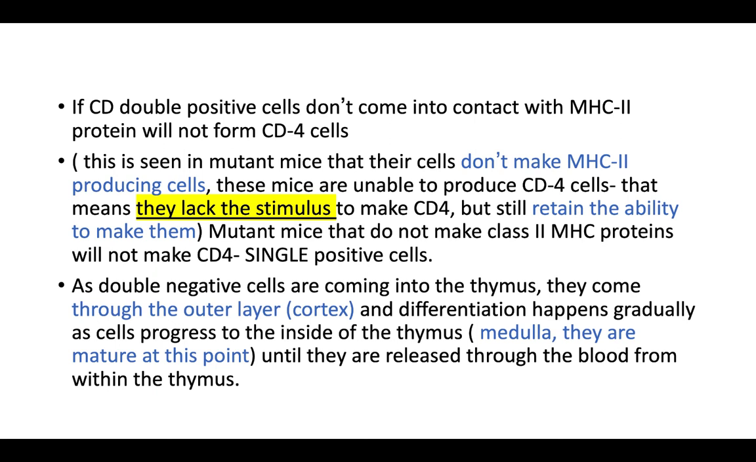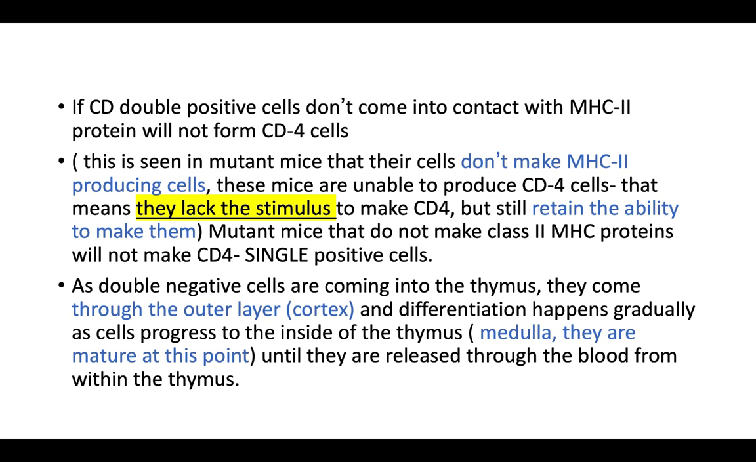They never produce CD4 because you need MHC2 to be present in the thymus to differentiate cells into CD4 cells. So they lack the stimulus that makes CD4. فعشان هيك they retain the ability to make them. They don't have it and they never have CD4 cells, even though if you give them MHC2, then they will have the ability to make CD4 cells.